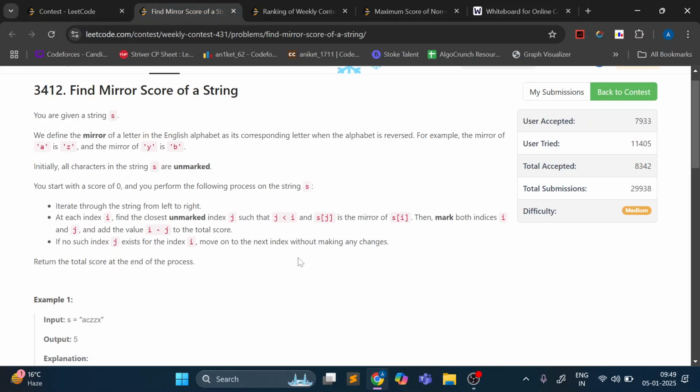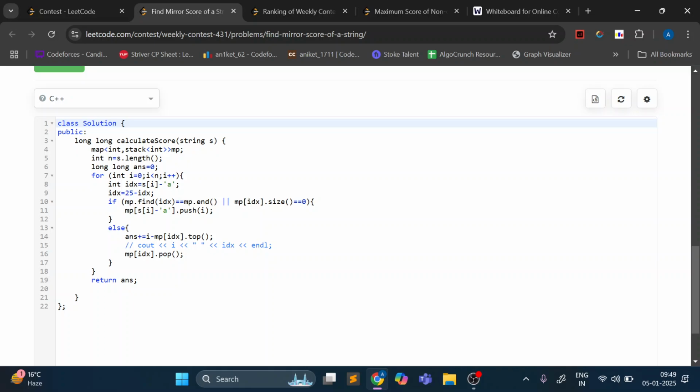Now I'll move to code. So first of all, I have declared an integer to stack mapping. I'm not working with characters here, I'm just using integers.